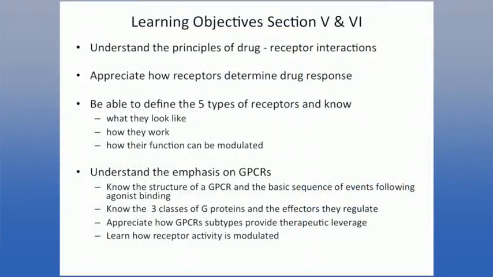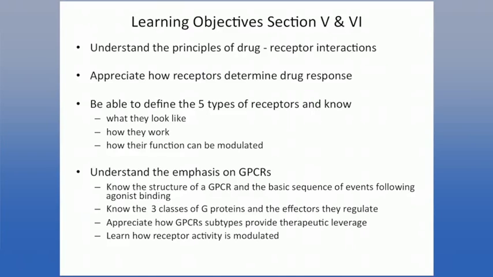So the learning objectives for Section 5 and 6 include the following. Understand the principle of drug-receptor interactions. Appreciate how receptors determine drug response. Be able at the end of these two classes to define 5 types of receptors. Know what they look like. Know how they work. Know how their function can be modulated.